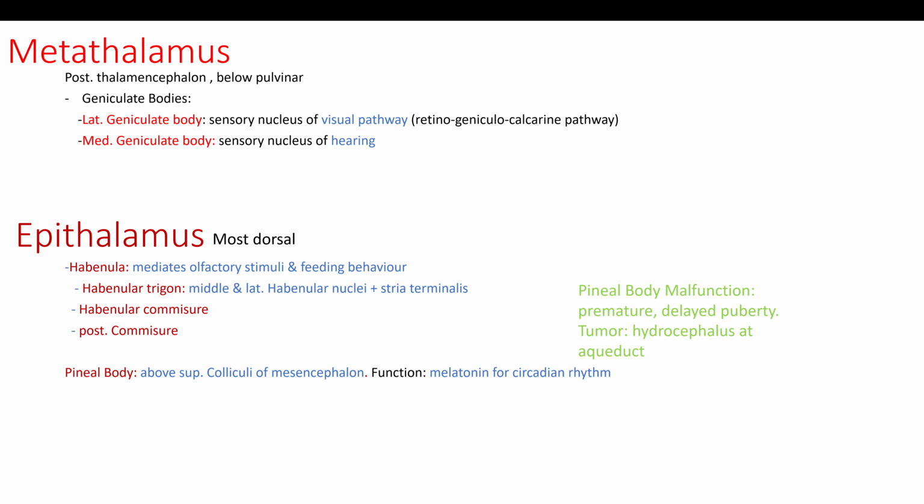Epithalamic and posterior commissure. Pineal body above the superior colliculi of the mesencephalon manufactures the melatonin, controlling the circadian rhythm. A malfunction at the pineal body may lead to premature, incomplete, or delayed puberty. Enlargement tumor of pineal body may close the aqueduct of the midbrain and lead to the internal hydrocephalus.